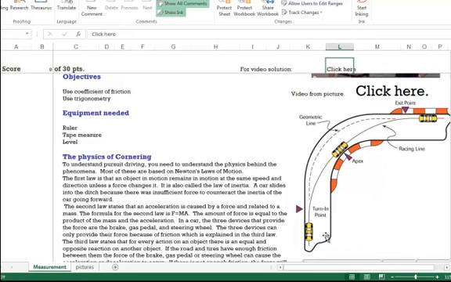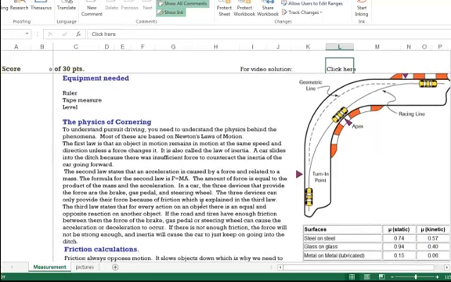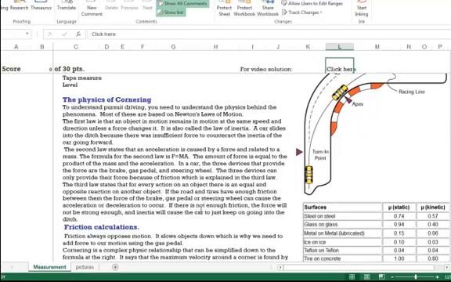Now, if you notice here, they show going around a curve, and this is high speed or pursuit driving. At the apex of the curve, you're the closest that you can be to the edge of the curve, and then you turn in from the outside and you exit point on the outside also. To understand pursuit driving, though, you need to understand the physics behind the phenomena. Most of these phenomena are based on Newton's laws of motion.